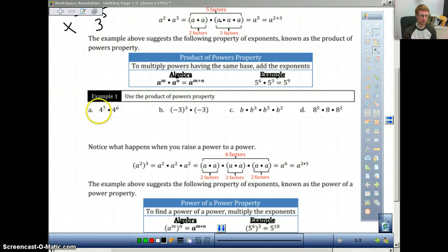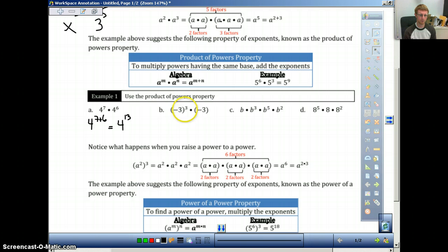So the bases are the same. We have 4 and 4, and we have exponents of 7 and 6. So what this looks like is 4 to the 7 plus 6. So all you have to do is add 7 and 6, and you get 4 to the 13th. So on problems like this, we're not looking for you to actually just plug this into the calculator and give a really large answer. We want you to just simplify what this would look like, 4 to the 13th power.